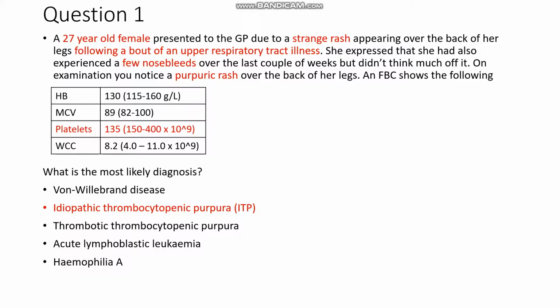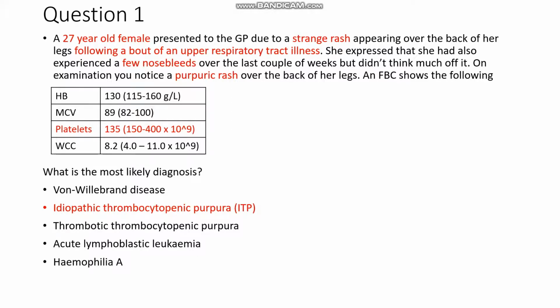It's unlikely to be acute lymphoblastic leukemia, not only based on the age group, as acute lymphoblastic leukemia tends to affect mainly children, but also the fact that you can see hemoglobin and white cells are completely normal. And usually in leukemia, you'll see a very high white cell count. And it's unlikely to be hemophilia, as in hemophilia the platelets should be normal.